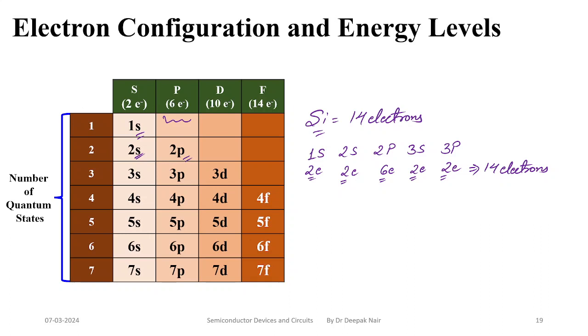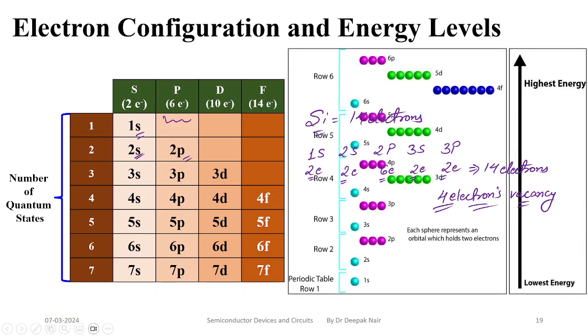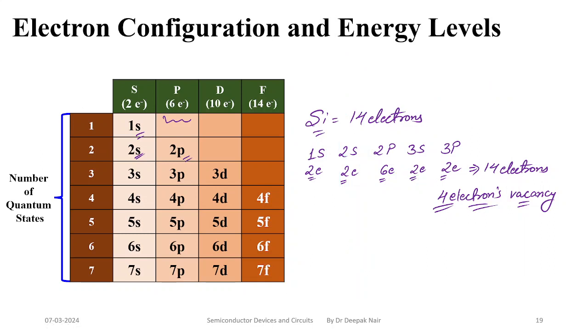So in this way, we have 2 electrons in the 3p shell, the outermost orbit of silicon, and we have a further 4 electrons vacancy. So 4 electrons vacancy is still available. That means silicon can take or give 4 electrons to complete the P shell, or it will take 4 electrons to neutralize itself.